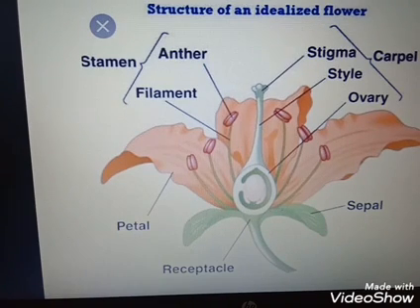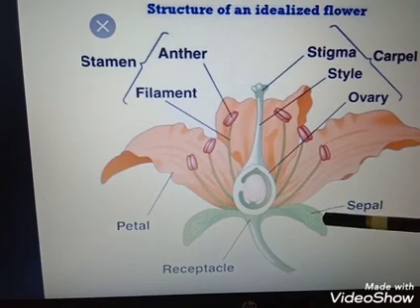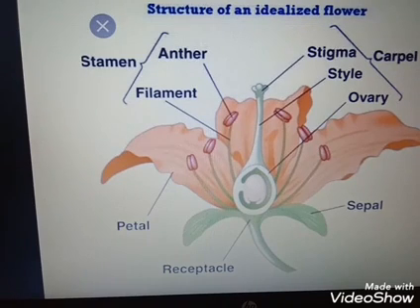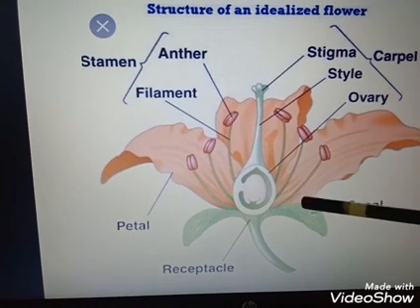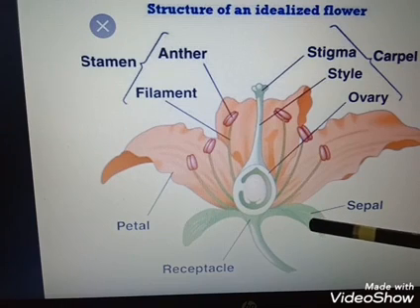Sepals are the part of calyx. When they are fused, that is known as gamosepalous, and when they are free, that is known as polysepalous. Clear? So here this is the green colored portion you can see, this is the sepal. Here the sepals are free, that means it is polysepalous.